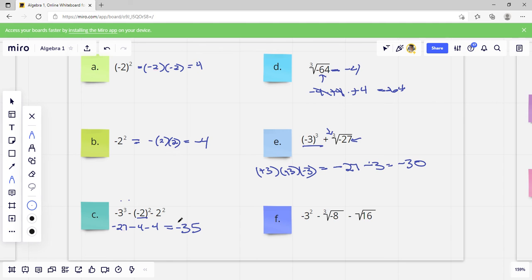Okay, -3 squared, 3 times 3 is 9. Did I write the problem correctly? -3 squared, yes. Minus the third root of -8, minus the square root of 16. 2 times 2 times 2. If it was -2 times -2 times -2, it would be -2 times 2 is 4, 4 times 2 is 8.